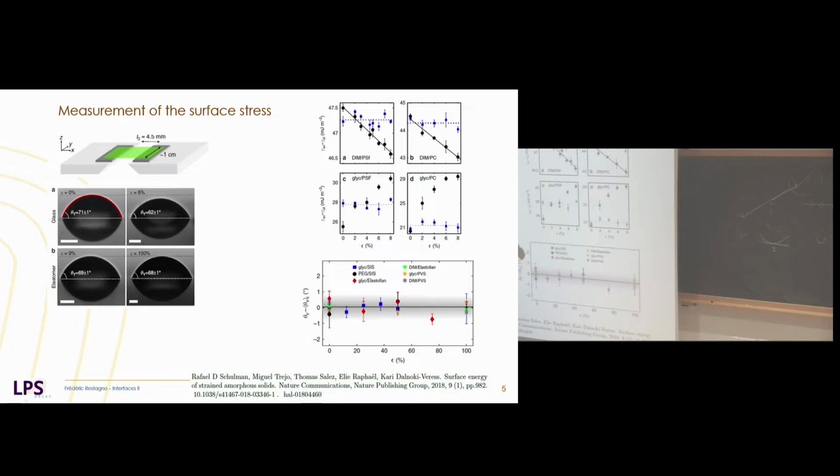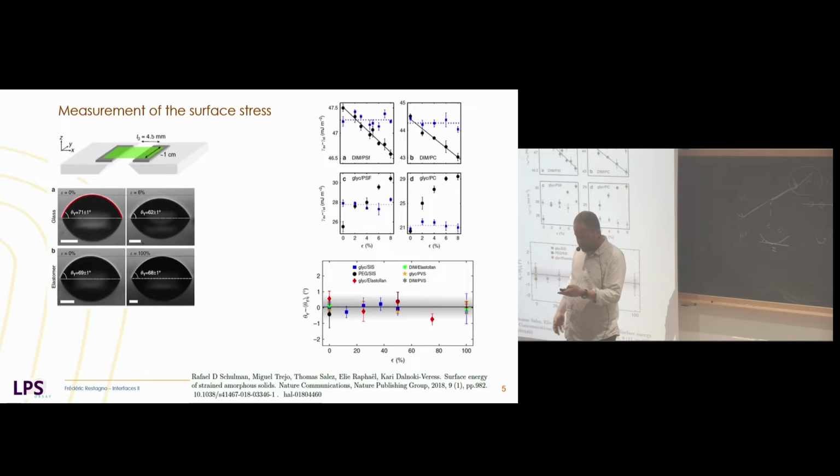And based on that, what people claim in this paper is that they perfectly understand the difference between glassy materials and elastomers. For elastomers, they say, well, I pull on it, I do not change anything at the surface, so I don't change the contact angle, whereas for a glassy polymer, I change the position of the atoms, and then I change the surface energy, I change the contact angle. Okay? It could have been a nice story which would say, well, we don't care about surface stress for gels or for elastomers, because that's a liquid at the molecular state, and that's it.